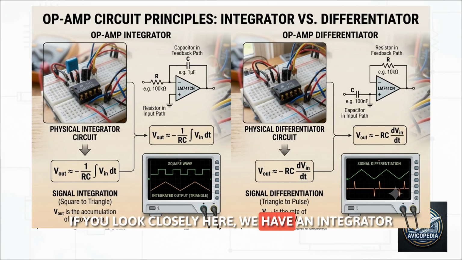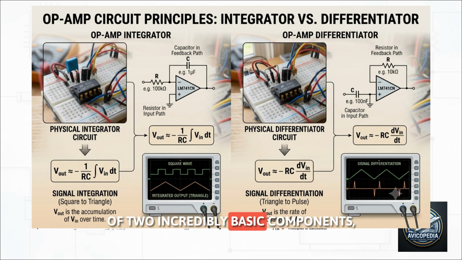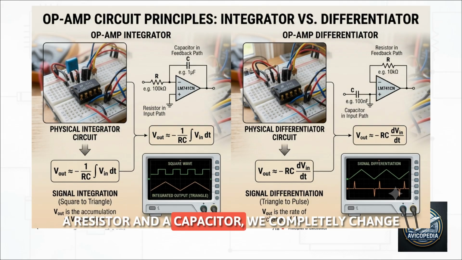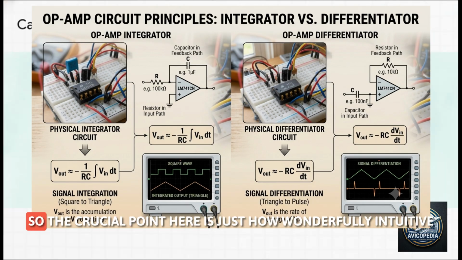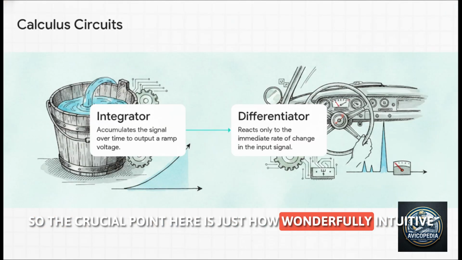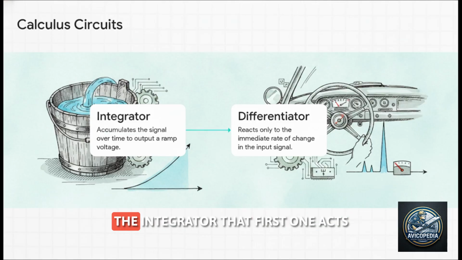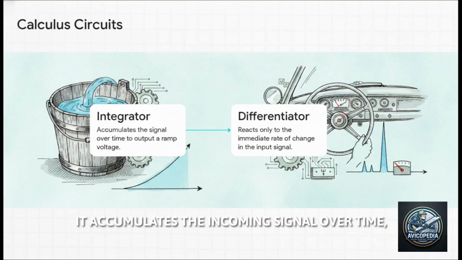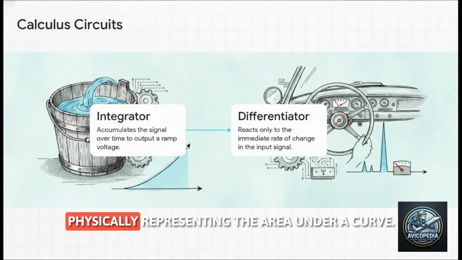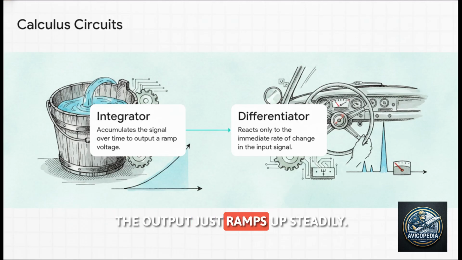If you look closely here, we have an integrator on the left and a differentiator on the right. And this is mind-blowing. By simply swapping the position of two incredibly basic components, a resistor and a capacitor, we completely change the advanced calculus operation that this circuit performs. So the crucial point here is just how wonderfully intuitive this all is when we break it down using simple analogies. The integrator, that first one, acts exactly like a water bucket filling up. It accumulates the incoming signal over time, physically representing the area under a curve. If you feed it a steady signal, the output just ramps up steadily.